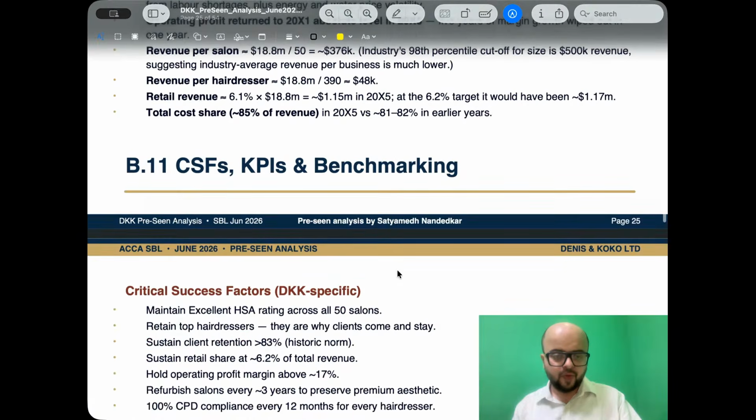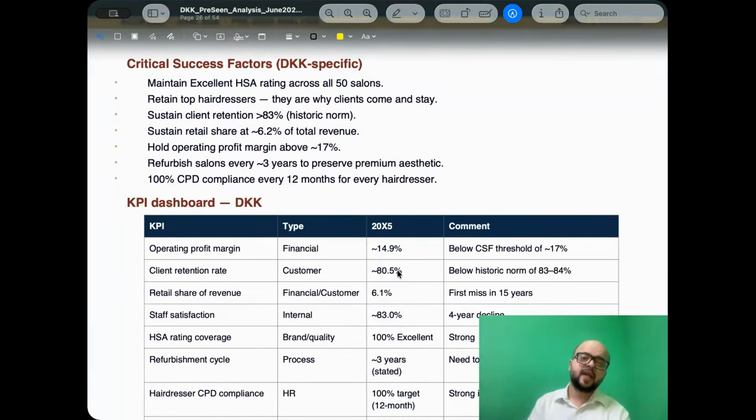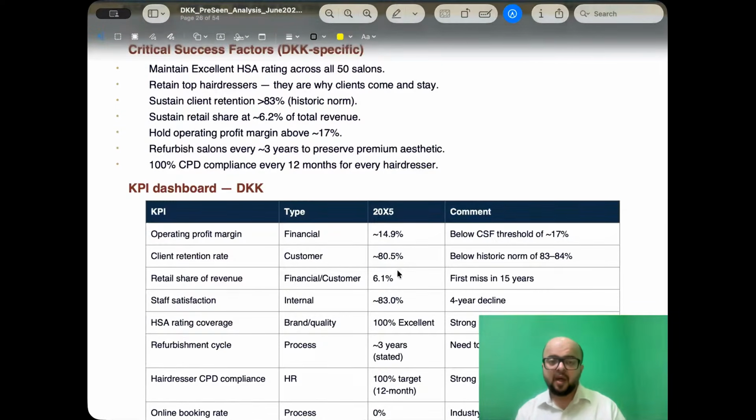Okay. Now, critical success factors for DKK: maintain an excellent HSA rating across all the 50 salons, and retain top hairdressers. They are the reason why clients come and stay. Sustain client retention. That is what will define success.